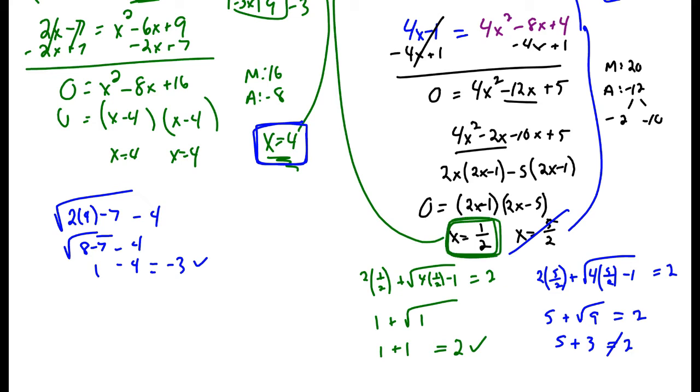Make sure you're justifying your solution set and showing that check there of seeing that 1/2 is a solution, 5/2 is extraneous.